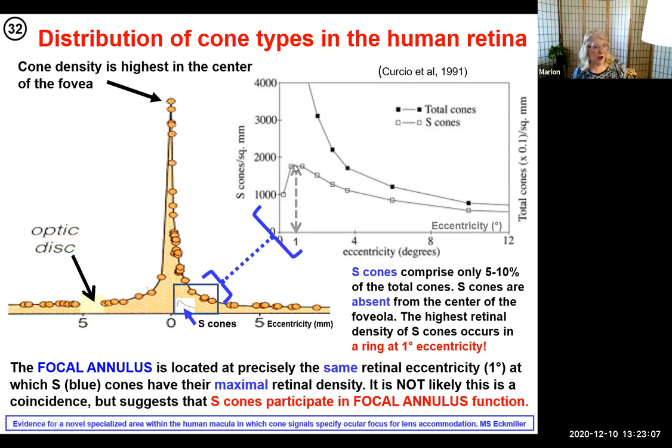They're at their highest density at 1 degree retinal eccentricity in the human eye. Again, I don't think that is just a coincidence. I think that is good evidence that the S cones are really important for the function of the focal annulus. So the focal annulus at 1 degree eccentricity suggests, because that's where the S cones are most densely present, that the S cones participate in focal annulus function.